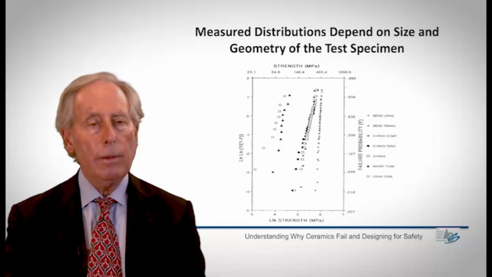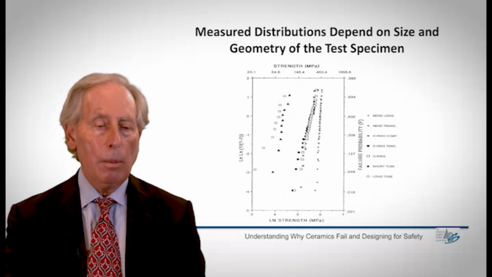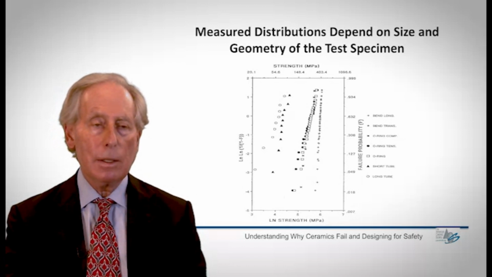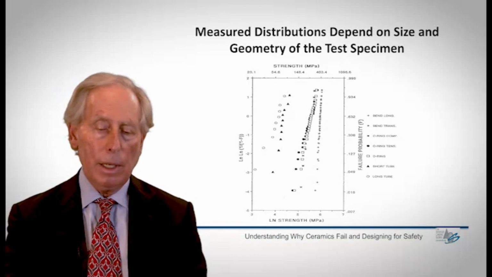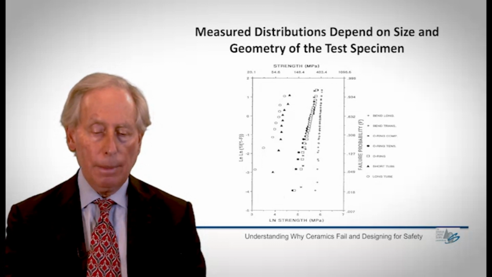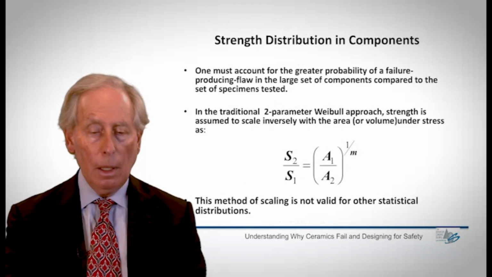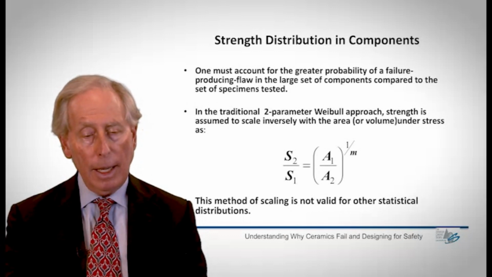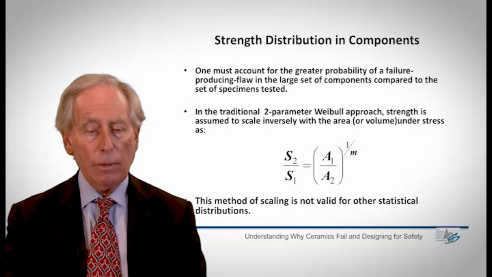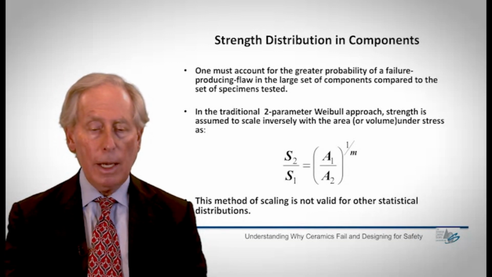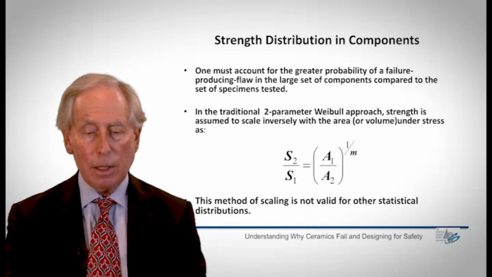As I said earlier, if you're going to be manufacturing pipes or ceramic pipes, then test so that the stresses in the pipe can be measured directly in your test in the laboratory. And then how do I get to the strength distribution in the component itself? So again, I sort of said earlier, you've got to account for the greater probability of a failure-producing flaw in the large set of components compared to the set of specimens you test.